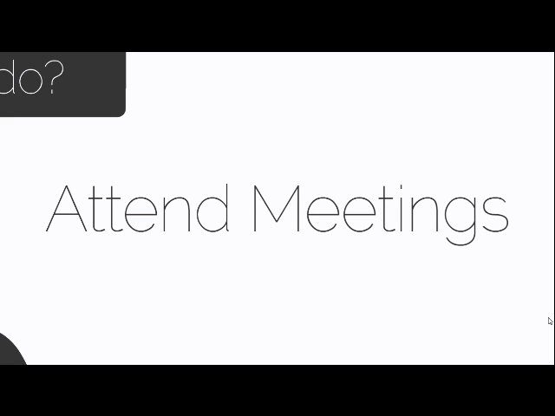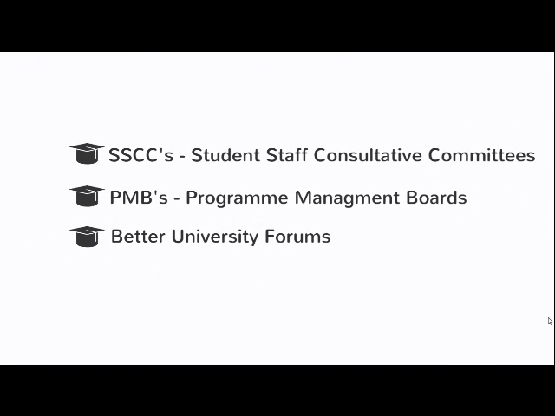So, firstly, we ask that you attend meetings. There's 3 types of meeting you can attend. There's the SSCCs, the Student Staff Consultative Committees, the PMBs, the Programme Management Boards, and the Better University Forums. We've already discussed all these, so we won't go into too much detail about them now, but make sure you attend as many of these as possible. They're really interesting and it's your main way to make changes happen.